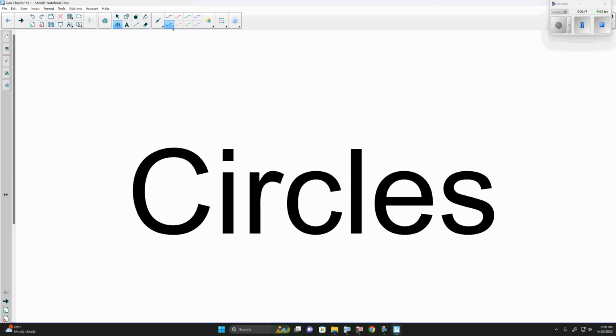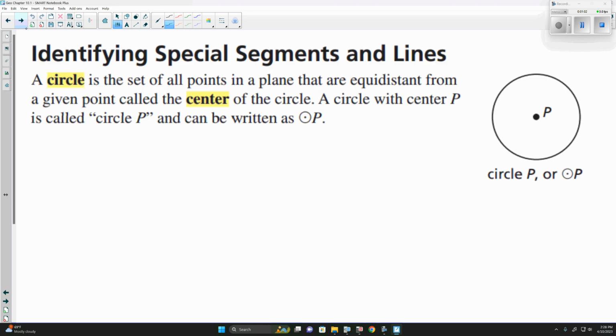Now, what we're talking about in Chapter 10 is going to revolve around circles, interestingly enough. Some of y'all have done the vocab sheet already and have an idea of some of the key terms for this chapter. A circle is the set of all points in a plane that are equidistant from a given point called the center. And a circle with center P is called circle P.